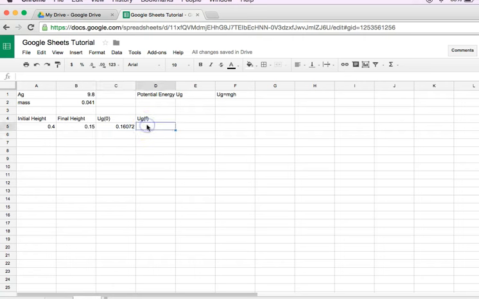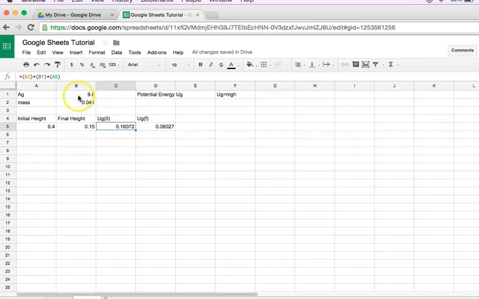Okay? Now I'm ready to calculate my final energy. Once again, I'm doing mass times gravity times height. I've got my mass right here. I'm multiplying that by my gravity, multiplying that by my final height, which is B5, end parentheses, and I hit enter. So I've got my final potential energy and I've got my initial potential energy.